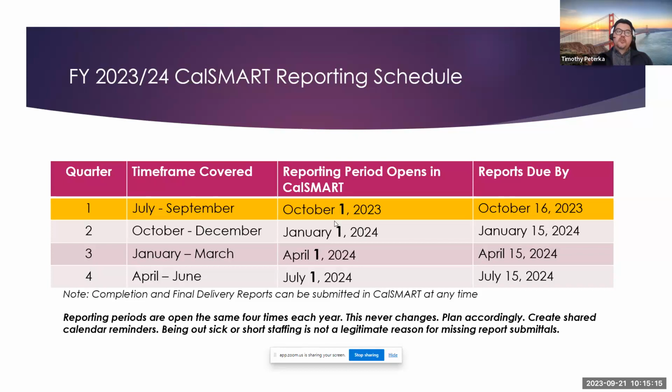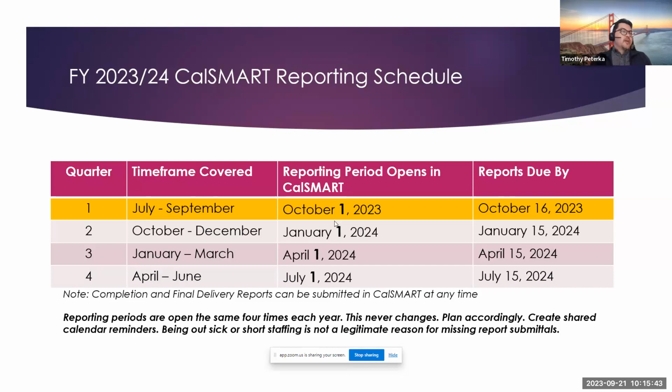Again, it always opens on the first day of the month of a reporting period and will close usually on the 15th. Sometimes there's leeway if the deadline is on a weekend, the reporting window will open for another day. But in general, it goes from the 1st to the 15th. So please get your progress reports sent in on time.